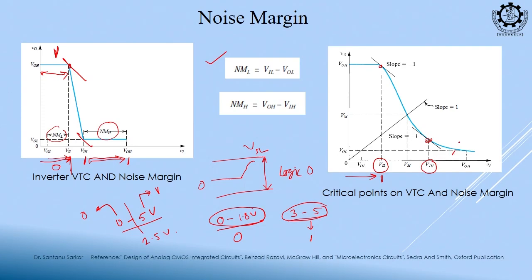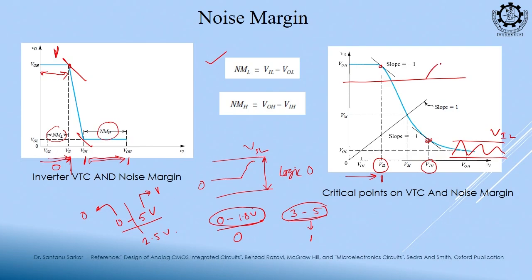So, this is my margin. Margin means even if the input is fluctuating like this, if it is less than VIL, it will still be treated as 0. So, you can understand that digital logic circuits are more robust to noise, because I have a margin, this much noise it can absorb.